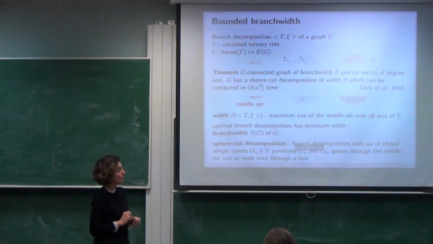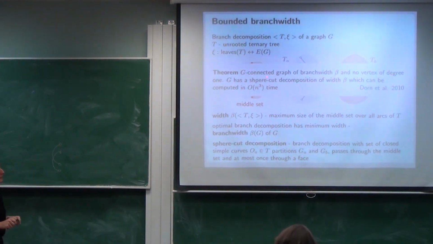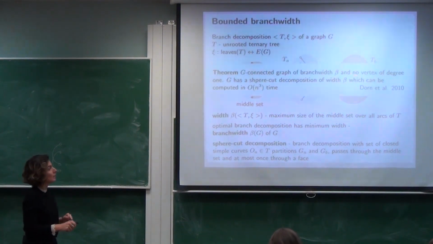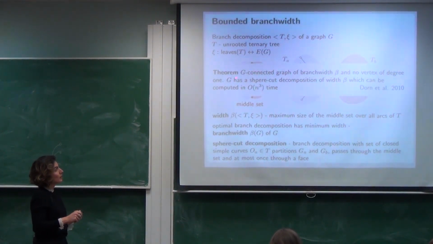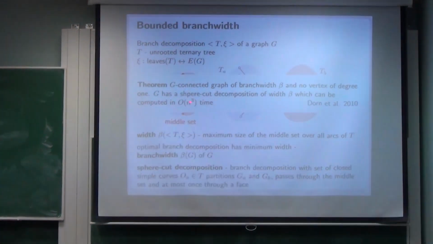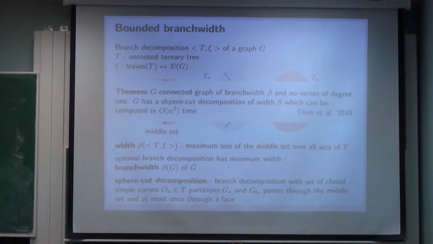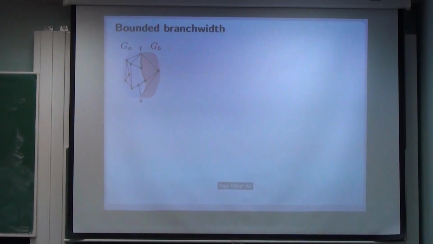Okay, so a sphere cut decomposition: given a 2-connected graph of branch width beta and no vertex of degree 1, we can compute a sphere cut decomposition of the same width in cubic time. Okay, so this is a result of Dorn and others from 2010. Okay, so now we are going to use this branch decomposition to talk about tri-connected components.